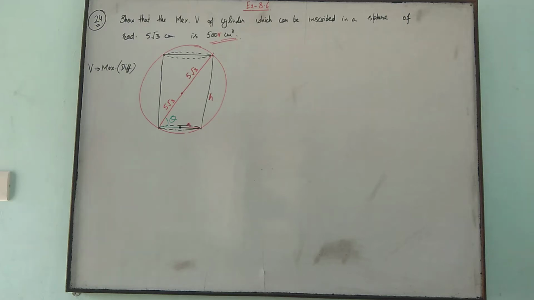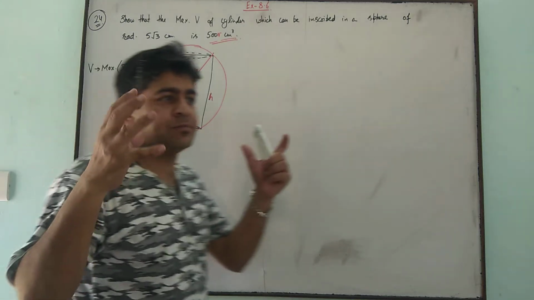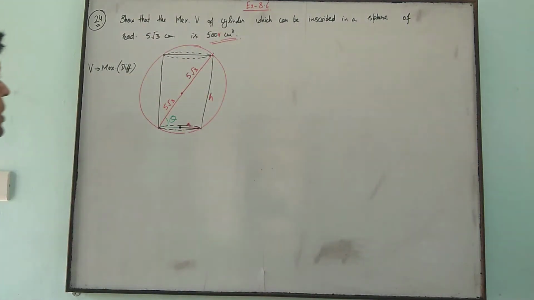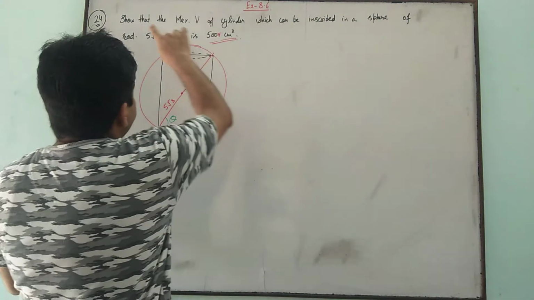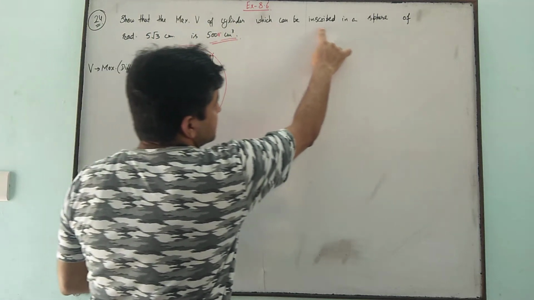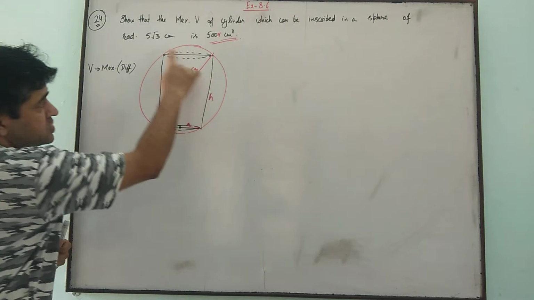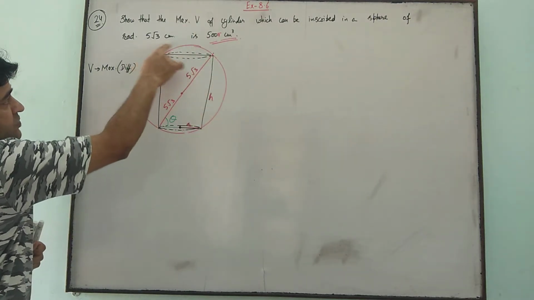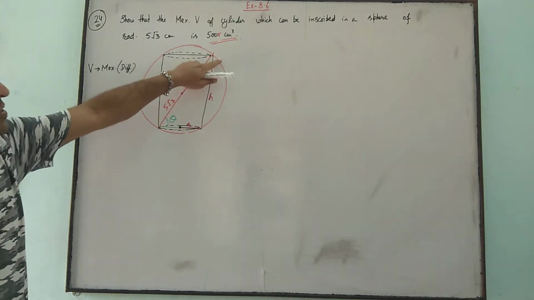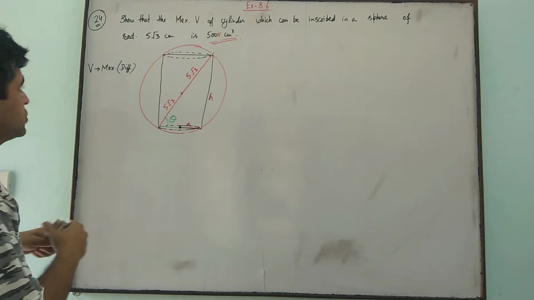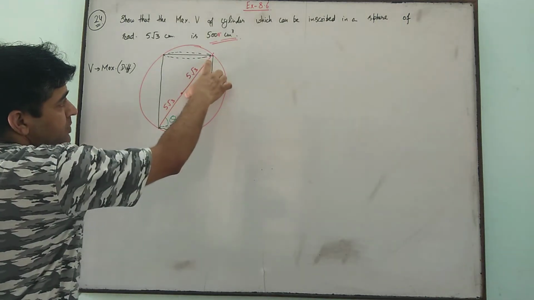Number 24. Now we do have some objects inside the other objects. Like here we have a cylinder. He said show that the maximum volume of the cylinder which is inscribed in a sphere. So the cylinder is inscribed in a sphere of radius 5 root 3. The sphere's dimension is constant, radius 5 root 3. So 5 root 3 is constant, given.